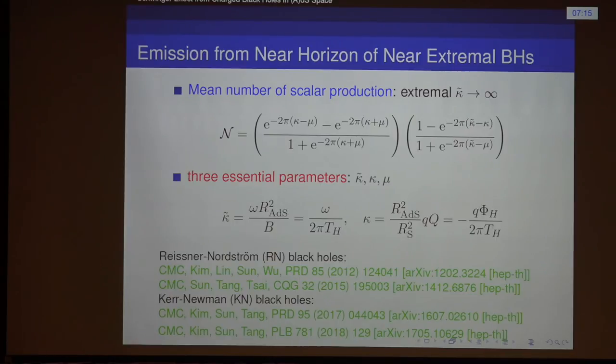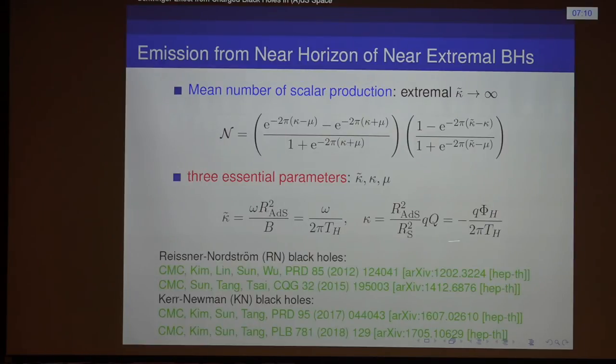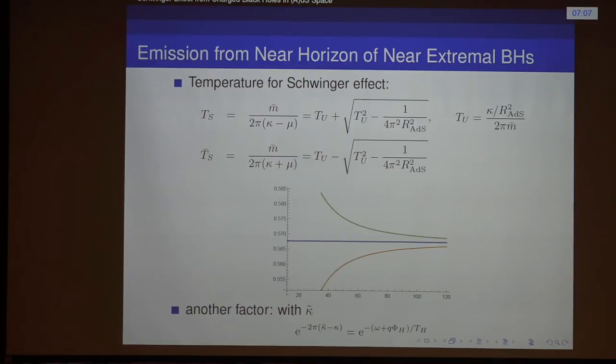Now we can rewrite this form in terms of thermal quantities. For example, the kappa minus mu here and the kappa plus mu here we can transform into the previous form of the expression. This is the angular temperature receiving some kind of correlation. And here is the picture. This is the Schwinger temperature for the asymptotic flat case.